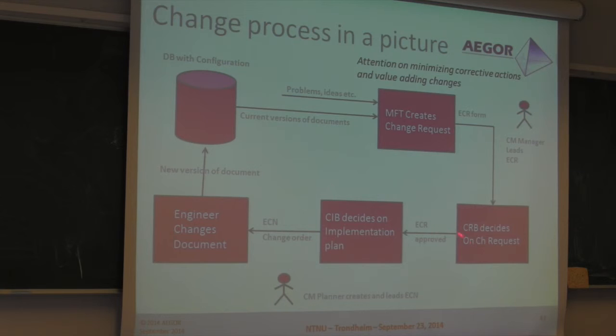That's his role. If the board decides yes and gives a priority, it goes to the planning. Planning is initiated by one single person, and the decision is taken by the change implementation board. It's a board where all the practical people are and know about the situation in the field, etc. Then the engineers get an order to change their documents. They go into the release process, and the new version goes into the database.